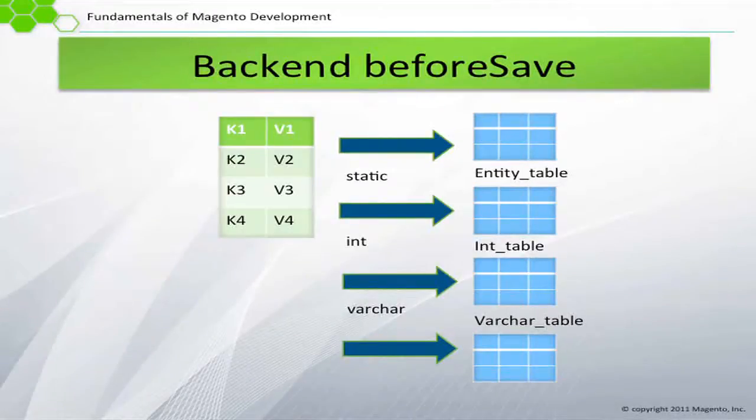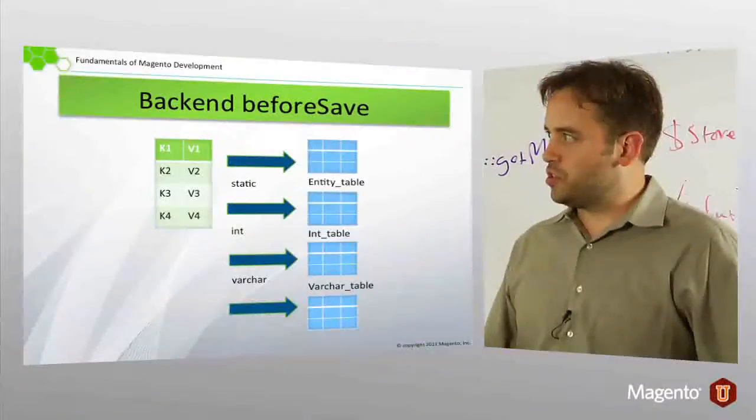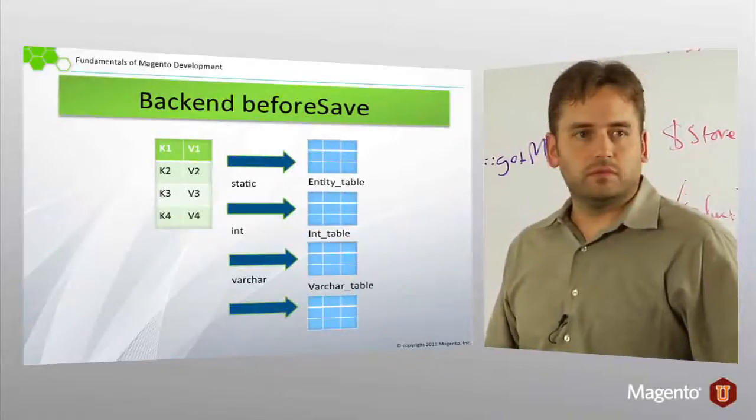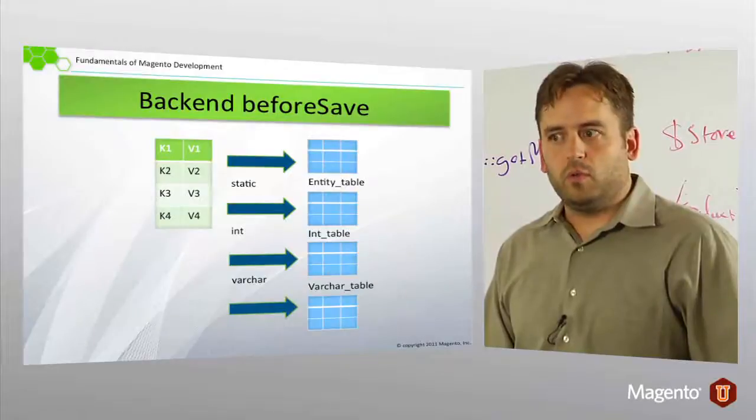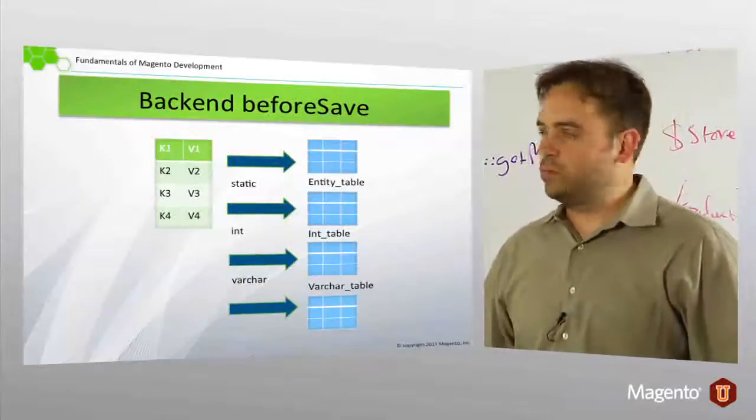So the backend type sets where we're going to store information, right? And then there's a back-end model that knows what to test for, what to do. All right?